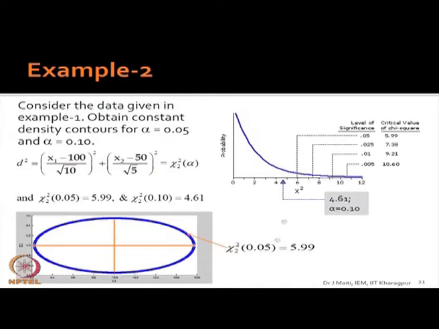Now, how do you get this 5.99 value? This is from the chi square distribution, when your degrees of freedom for that distribution is 2 and alpha is 0.05, the value is 5.99. If it is 0.10, then your value will be 4.61. So the ellipse will be a little smaller. Okay. Any question from your side?